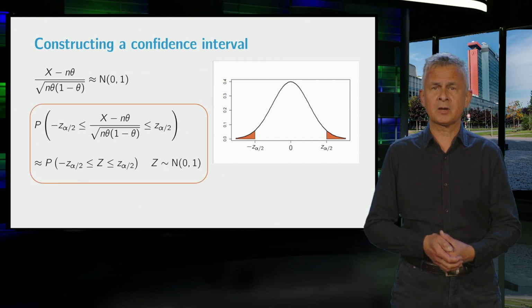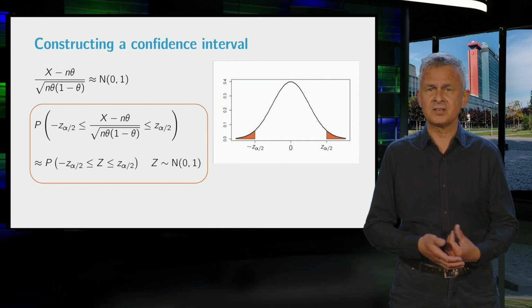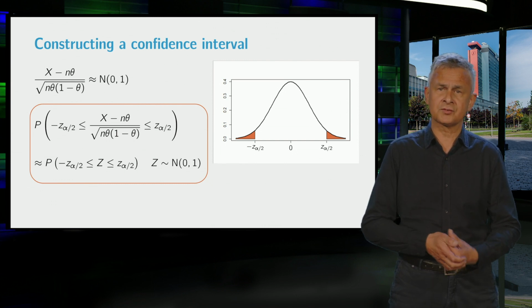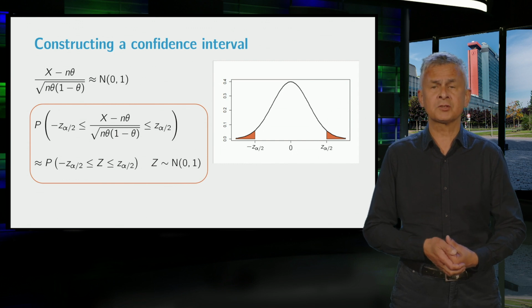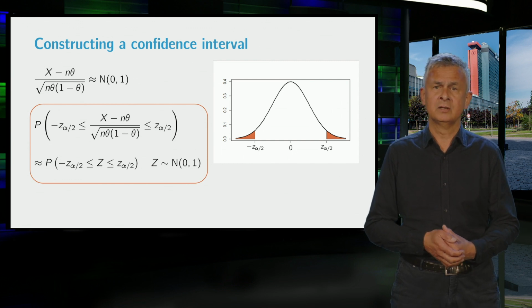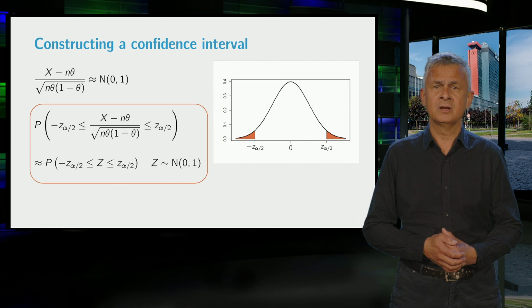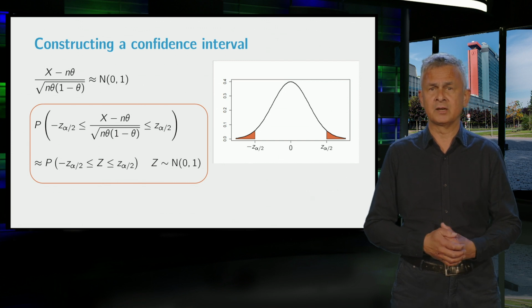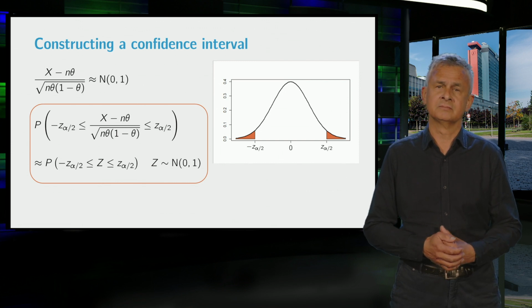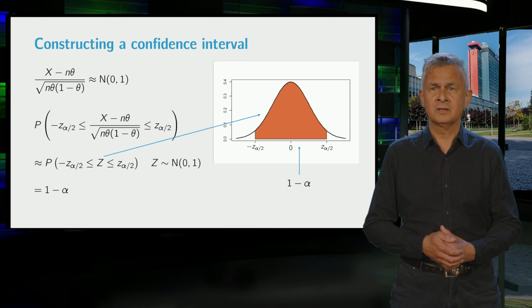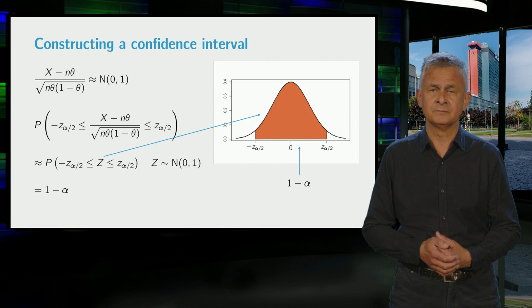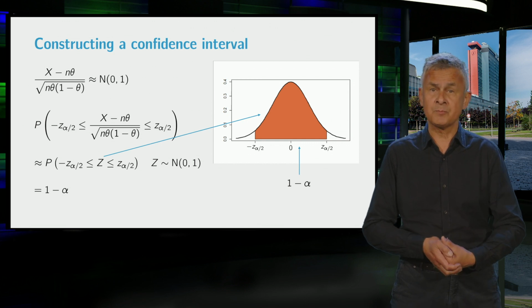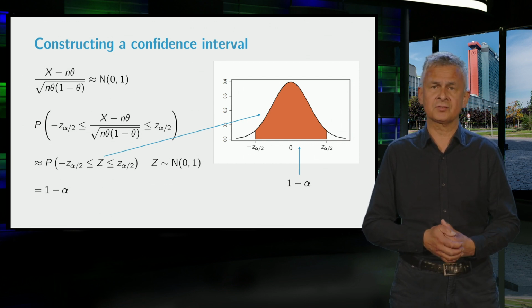Now if the normal approximation is valid, then the probability that the standardized x is between minus and plus z alpha over 2 is approximately equal to the corresponding probability for a standard normal random variable, say z. By definition, this probability for z is 1 minus alpha. And therefore, the same probability for the standardized x is approximately 1 minus alpha.